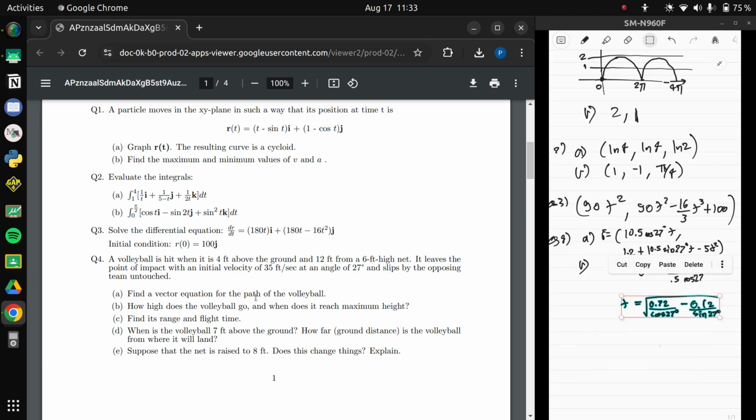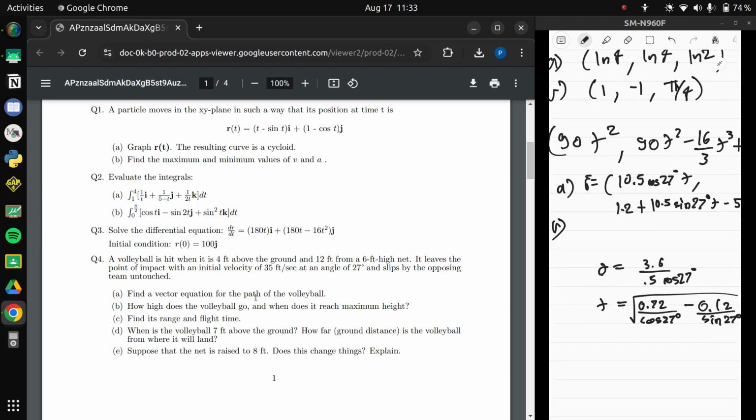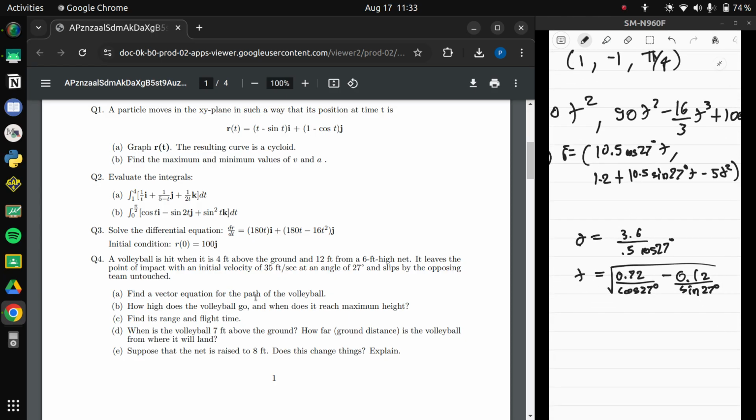So if these are to be consistent, then this should happen. Okay, how high does the volleyball go? Well, I'm just gonna maximize this. So just minus b upon 2a and all that. I hate this, I don't remember the formula exactly.